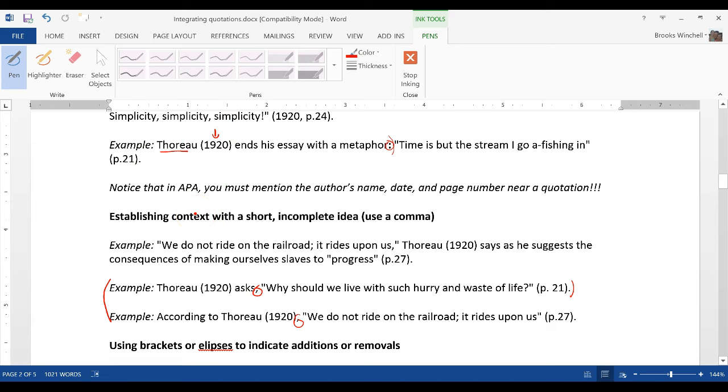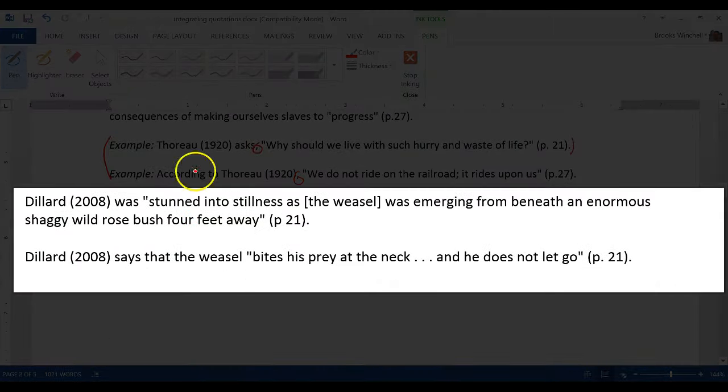So here's an example of the ellipses and the brackets. I just said a second ago, in order to insert something, you can use a bracket. So here's an example. Dillard (2008) was "stunned into stillness as the [weasel] was emerging from beneath an enormous, shaggy wild rose bush 4 feet away." So here, the word weasel wasn't in there. Maybe it said "it," and she wanted to specify what it is because it wouldn't have made sense in the context of her essay, so she puts the weasel in and uses brackets. And then notice here she uses the page number at the end. You do need the period, p. 21.